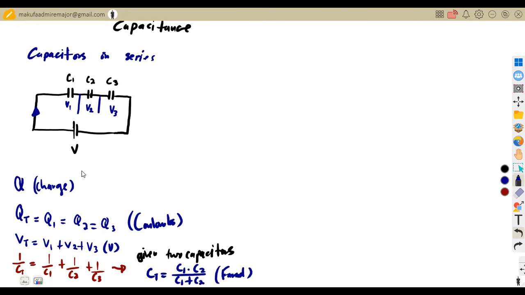All right, so this is what you need to understand if you are dealing with capacitors that are in a series connection. In place of current, we use charge. But for the total capacitance, we use what we know about resistors in parallel.